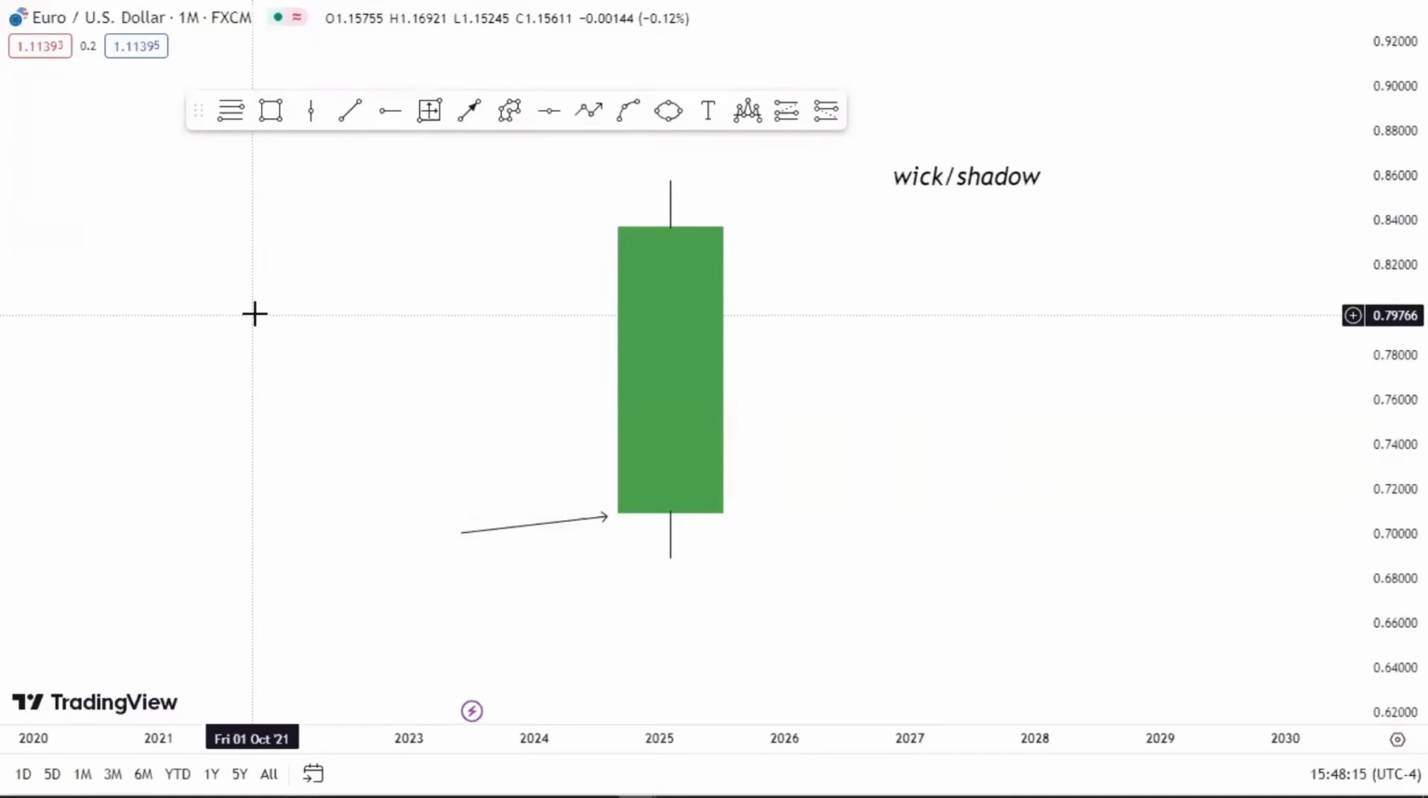And how long the candlestick takes to form depends on what time frame you're looking at. Now, the MT4 and MT5 standard time frames are monthly, weekly, daily, 4-hour, 1-hour, 30-minute, 15-minute, 5-minute, and then 1-minute. So on MT4 and MT5, these are the main time frames.